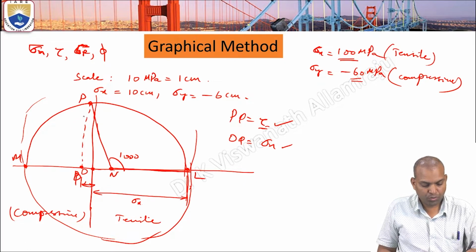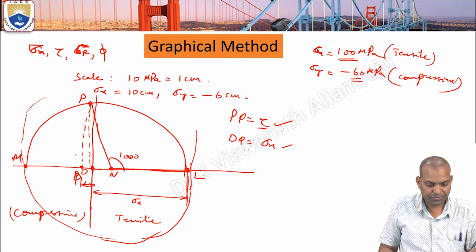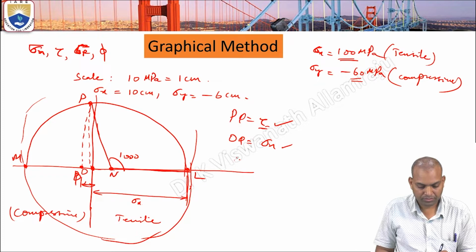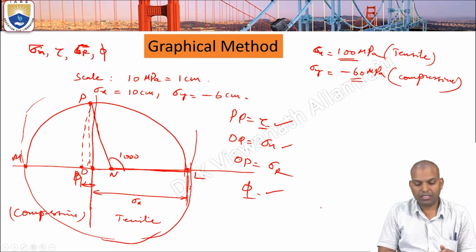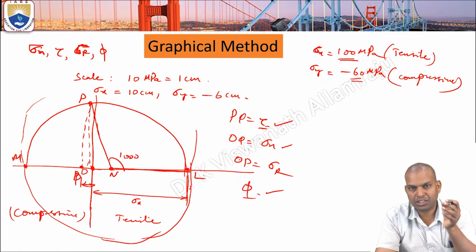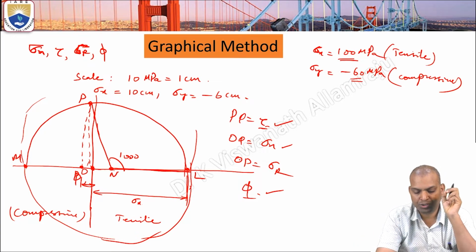And P to O, you join again, O to P. This OP gives the sigma r. O to P gives sigma r. The angle of inclination of OP gives the angle of obliquity. So here the values, sigma x and sigma y, have a close relationship.